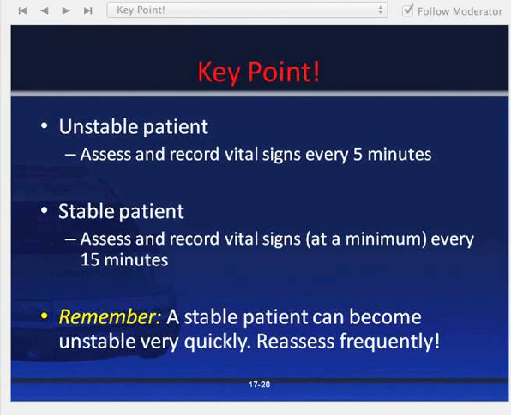Alright, that is the end of the Assessing Perfusion section of Chapter 17, Patient Assessment.